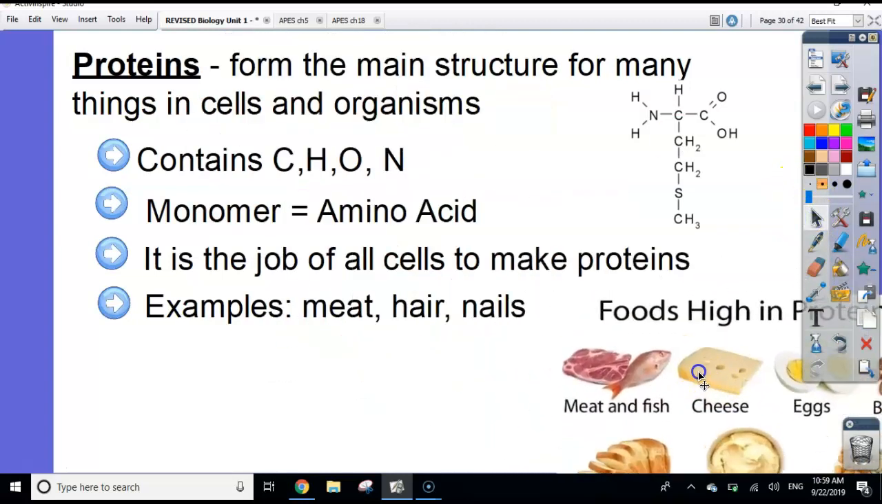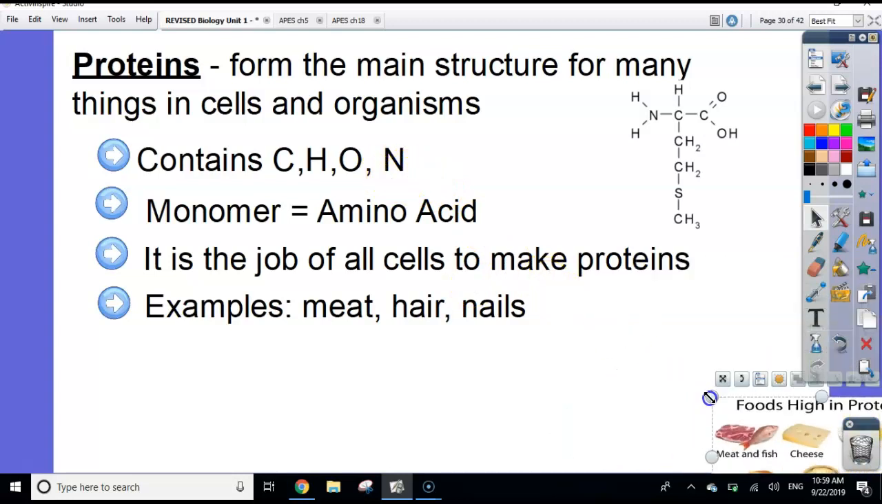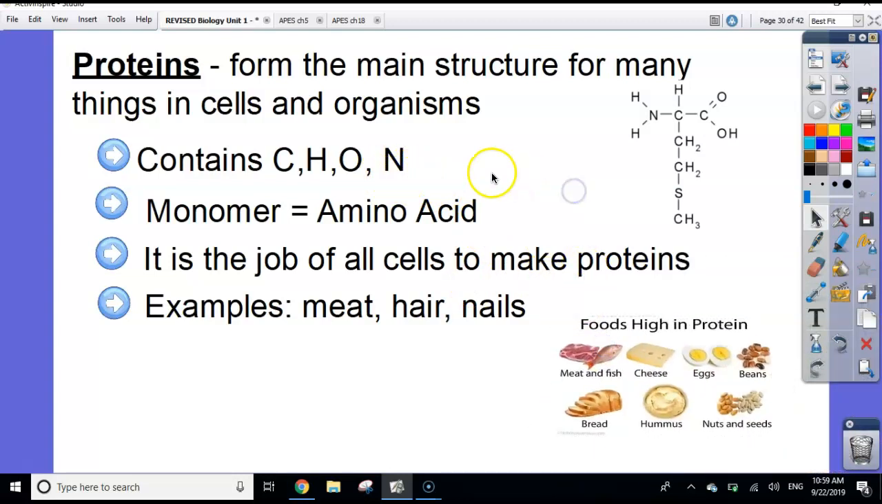So how do we tell the difference between proteins and the other ones? Well, they have an N, okay? So carbohydrates are the hexagon, lipids are the long chain, proteins have an N, okay?